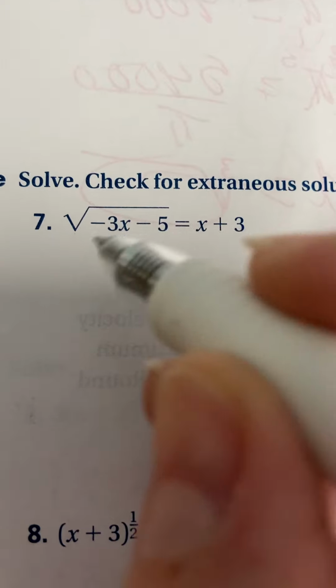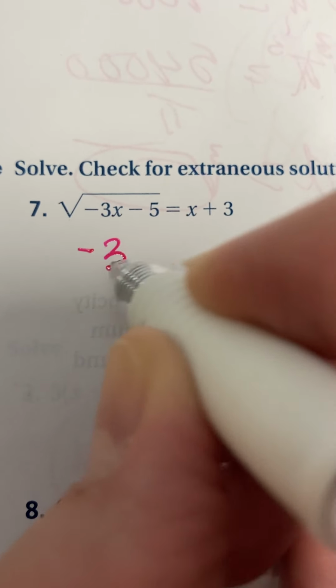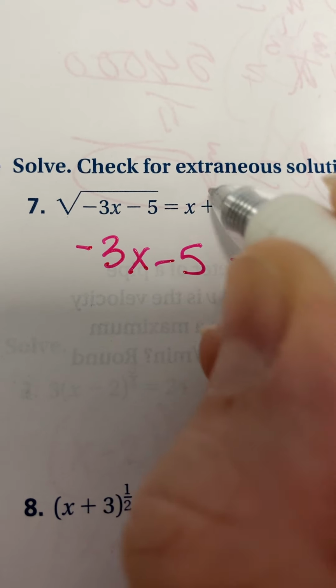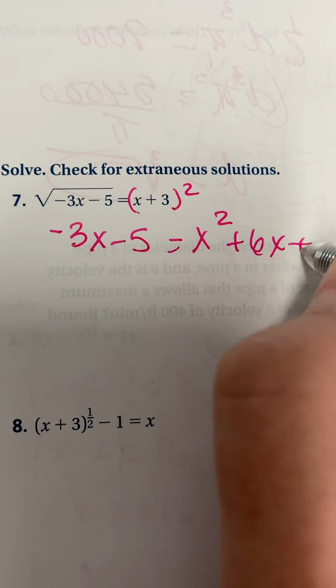All right, so on this one, same idea. We're going to square both sides. So when I square the radical, it's already isolated, I get what's underneath. Over here, I'm going to be foiling, so I get x squared plus 6x plus 9.